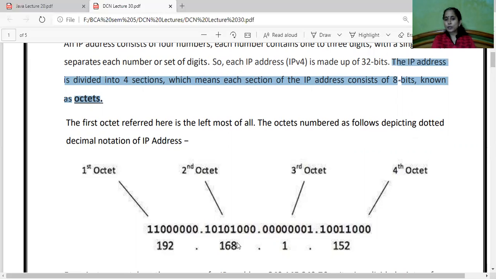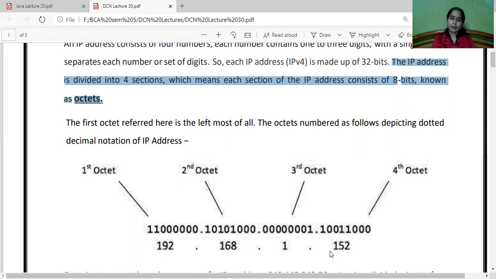10101000, इसको आप कन्वर्ट करोगे तो ये आएगा 168. और ये अगर 0001, ये 1 हमें सबको पता है. 100111100, ये कन्वर्ट करोगे तो 152. तो आप जनरली मशीन्स पे देखते होंगे 192.168.1.152 लिखकर आता है, तो ये आईपी एड्रेस है.